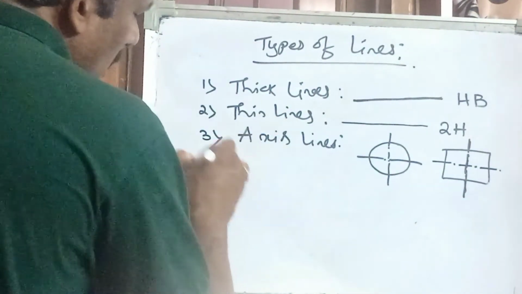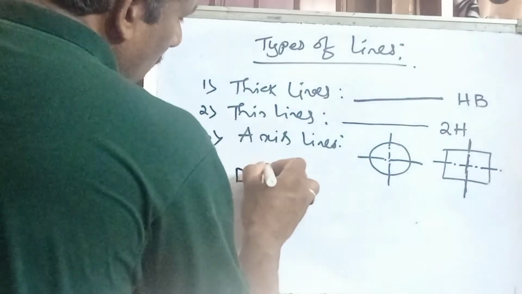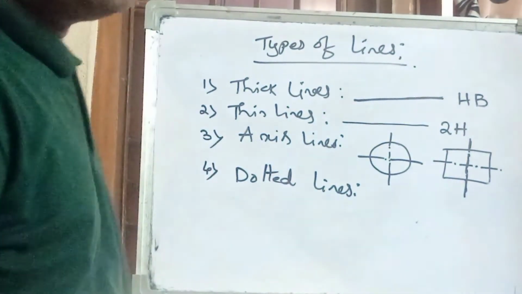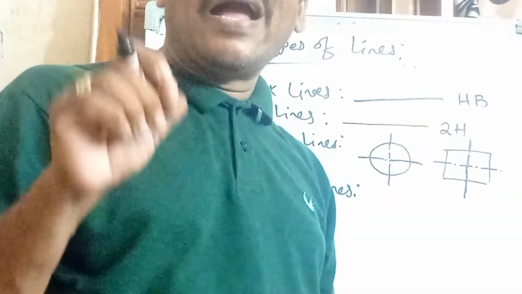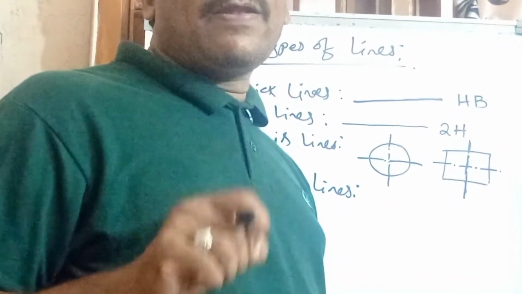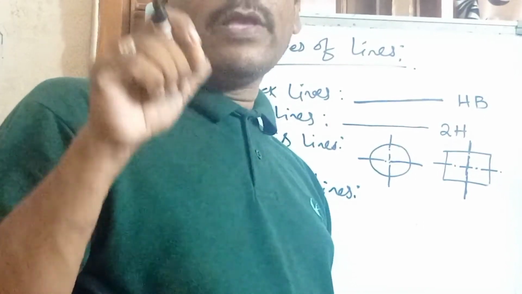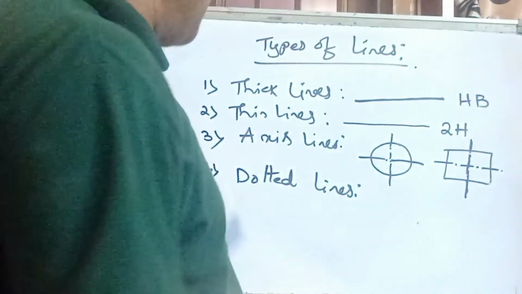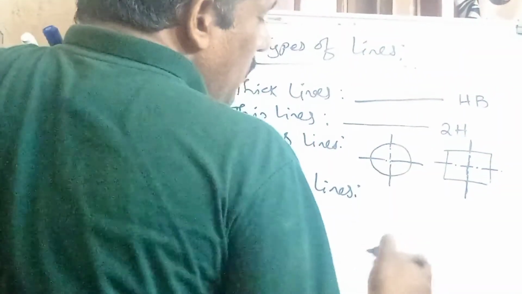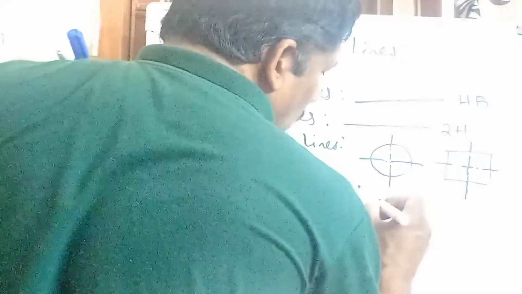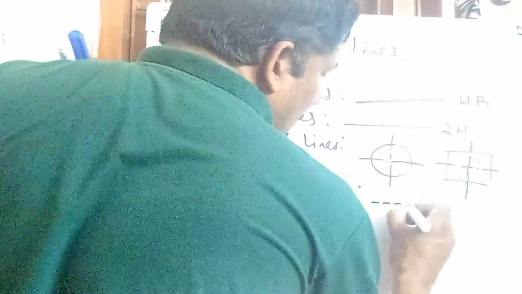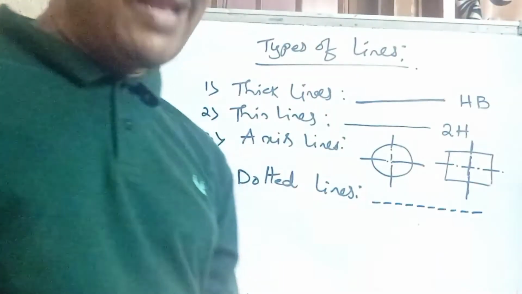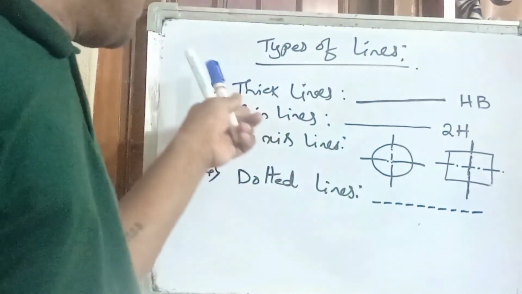And the fourth one is dotted line. Dotted lines means this is also very, very important. It shows a hidden figure, or an invisible figure. Which figure is not visible, or is behind the figure, that figure invisible to your eyes, we can show with a dotted line. All discontinued equispaced lines. So these are the four important lines.